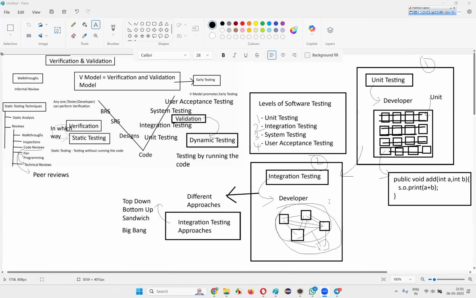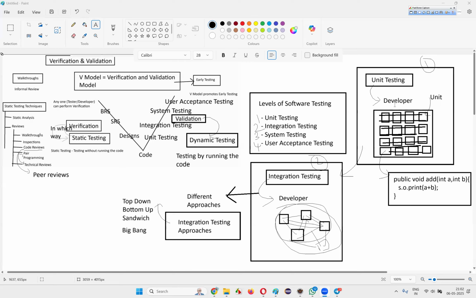Now, one important thing I want to cover in today's session. You understood what unit testing is and what integration testing is, but I need to cover the different levels of testing. Tomorrow I'll cover system testing and user acceptance testing. I need to go a bit deeper into system testing and user acceptance testing also. But for now, we have unit testing and integration testing.